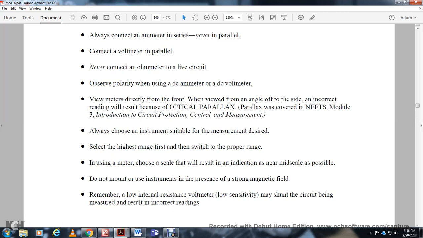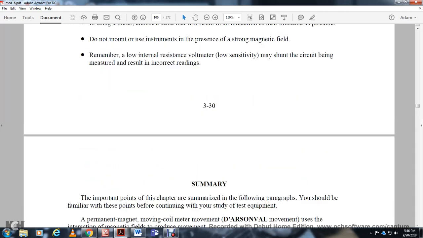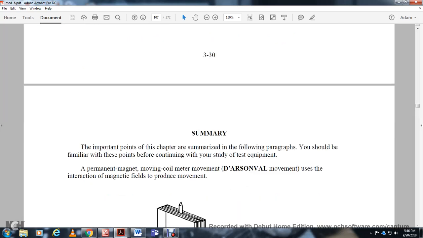Do not mount or use the instrument in the presence of a strong magnetic field. Remember, a voltmeter with low internal resistance and low sensitivity may load the circuit being measured, resulting in incorrect readings. And this is the Chapter 3 summary.